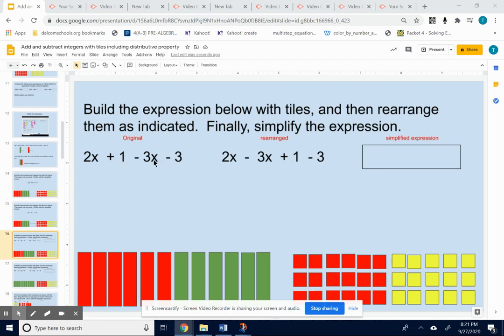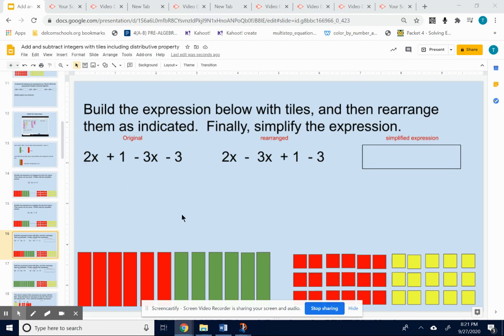So then what I'm going to ask you to do after you build it the original way, I want you to rebuild it so the rectangle pieces are side by side and the square pieces are side by side. Okay, we're going to call those like terms later. Okay, so I think you'll know as we do it.